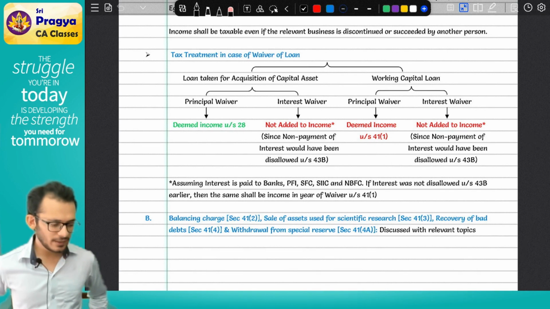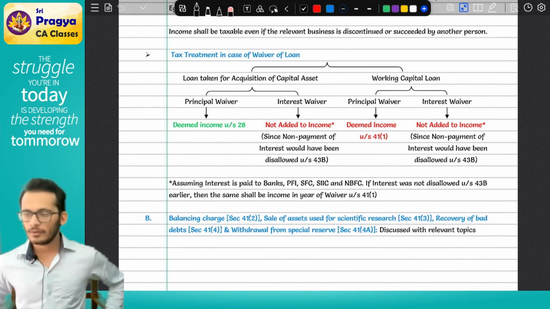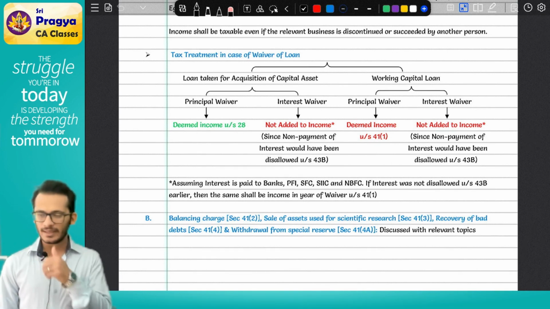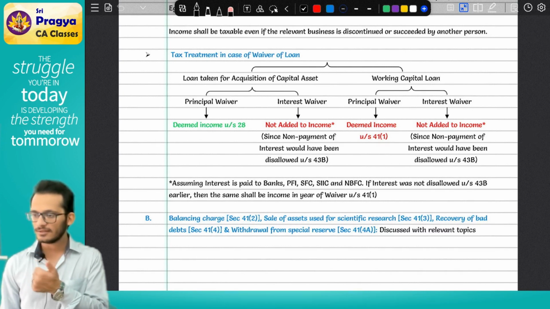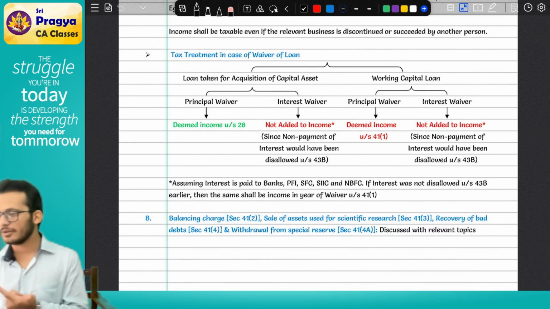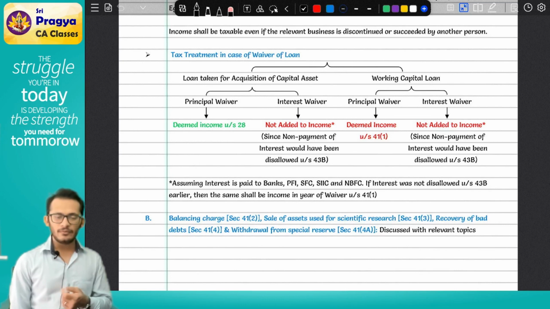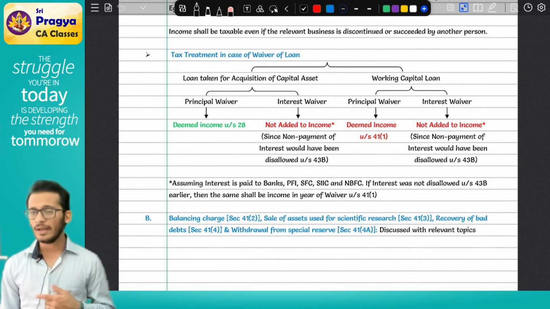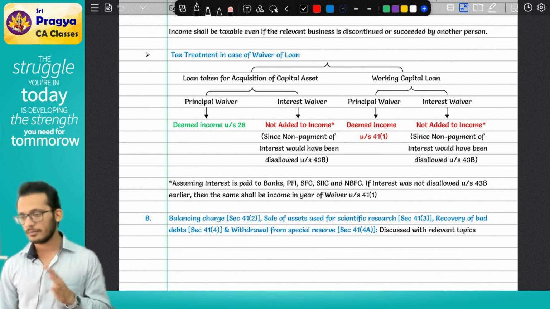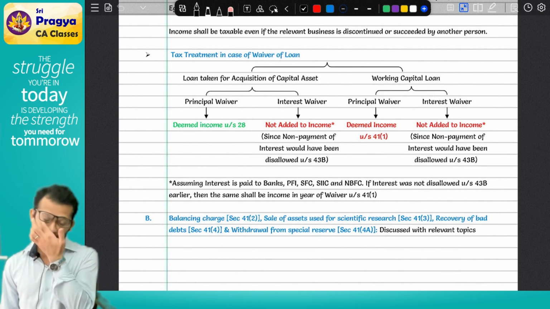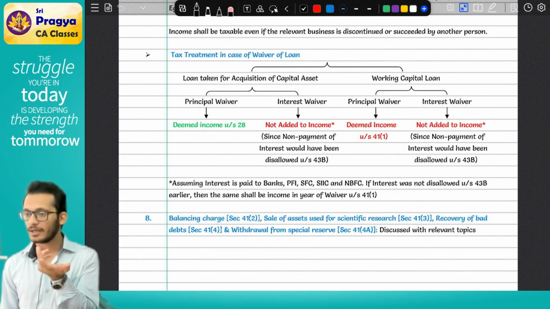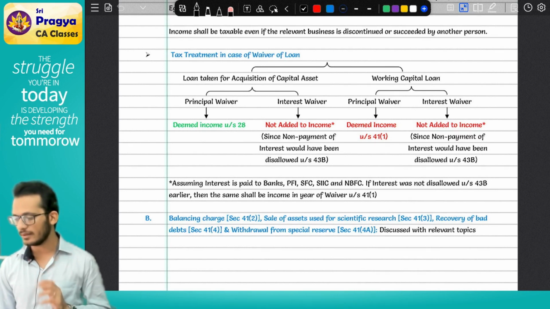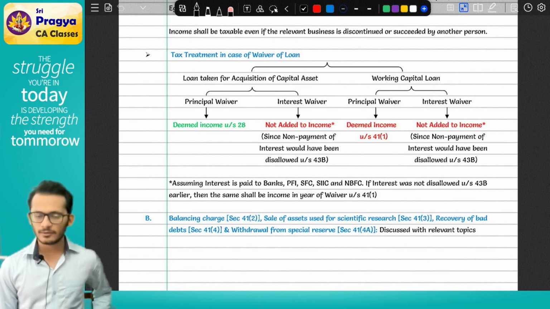parameters. For example, a loan can be of two types, like we discussed. It can be a capital nature loan for buying assets, or it can be a revenue nature loan for using as working capital. If you have given a loan to someone which is in the nature of working capital, and you have decided to waive the loan, in that case, whatever loan you have waived off will become taxable because it's a working capital loan. The same applies to the interest part.